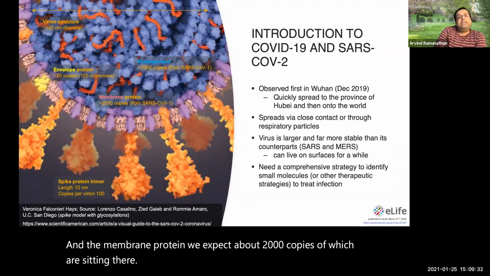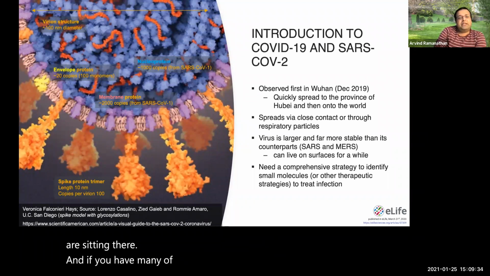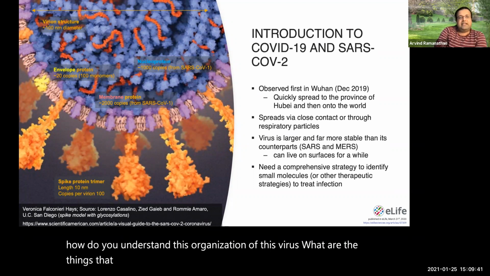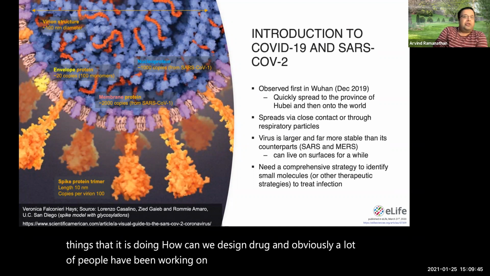And if you have many of these proteins, then the question becomes, how do you understand the organization of this virus? What are the things that it is doing? How can we design drugs? And obviously, a lot of people have been working on the spike protein. A lot of them have been looking at the internal structures and so on.